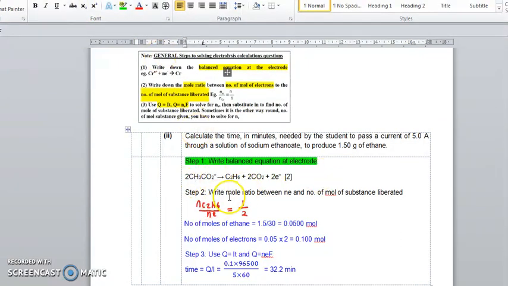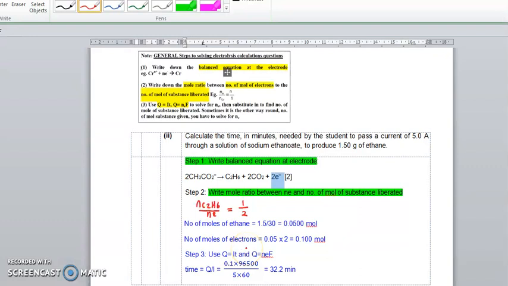We get this. Write the mole ratio between number of moles of electrons and number of moles of species liberated. We get this: number of moles of ethane to number of moles of electrons is 1:2. Then you calculate number of moles of ethane by dividing 1.5 by the Mr. Then after calculating number of moles of ethane, I times 2 to get number of moles of electrons. Finally, what do we want? In step 3, we'll use Q equals current times time and Q equals nF to calculate what we want. We want to find the time taken. So we are interested in this time.